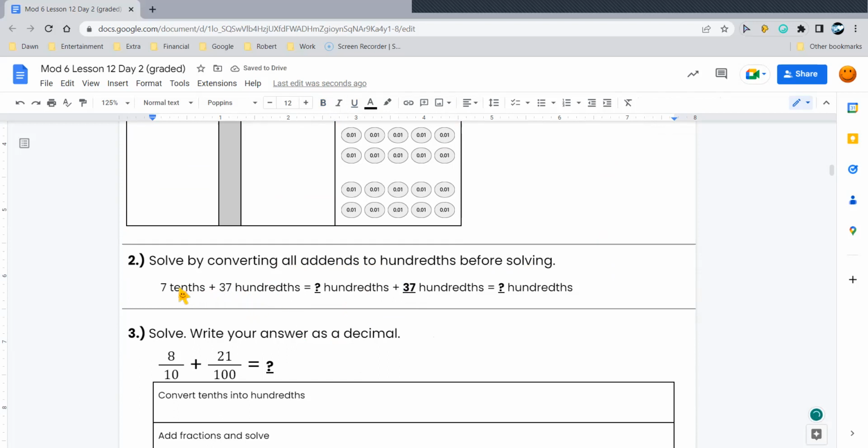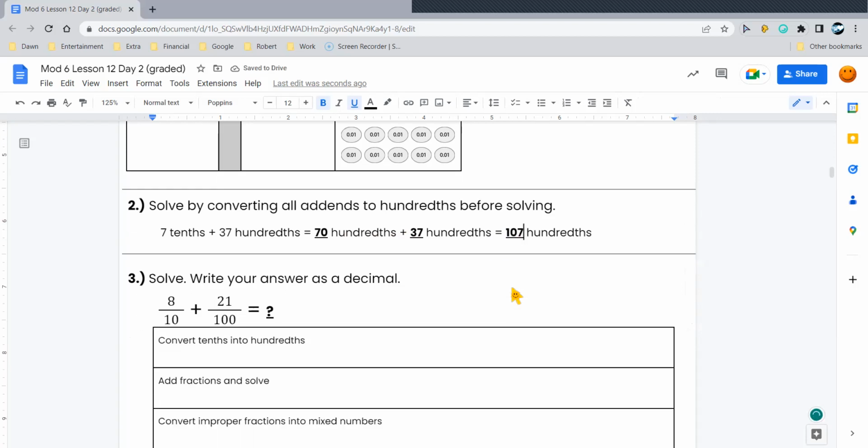Okay, I have 7 tenths here, but I've got to convert it to hundredths. So I know in order to convert, I've got to multiply the tenths by 10. So 10 times 7 is 70. 70 plus 37 gives me 107 hundredths. So let's go ahead and look at this one.